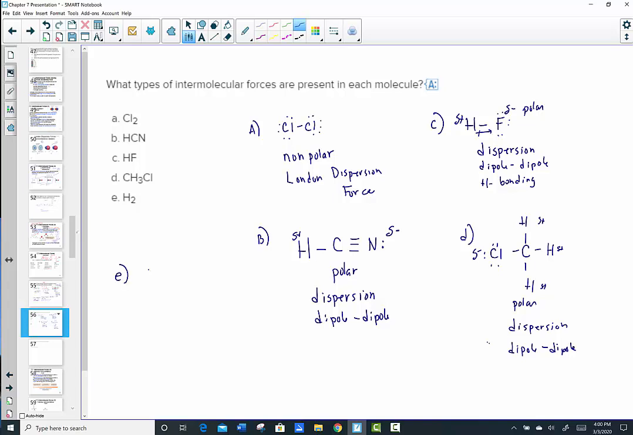Letter E is a hydrogen bonded to a hydrogen. Well, that's pretty simple. It's a boring molecule. All molecules have dispersion forces, but it is non-polar, so it will only have dispersion forces, and that's it.